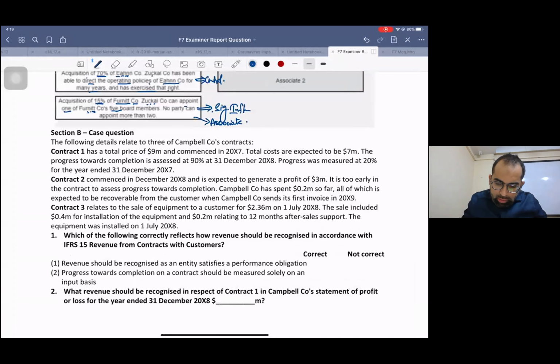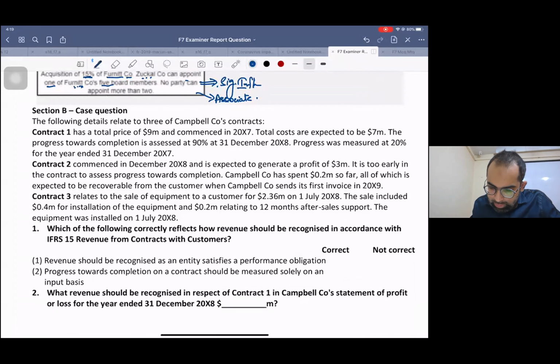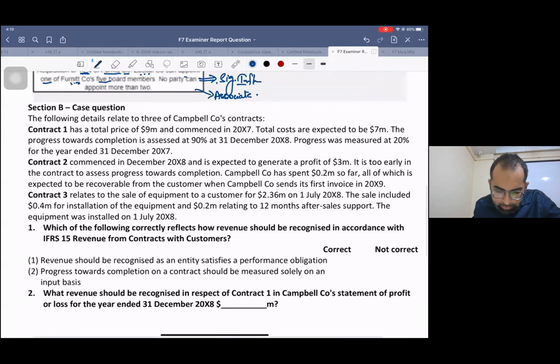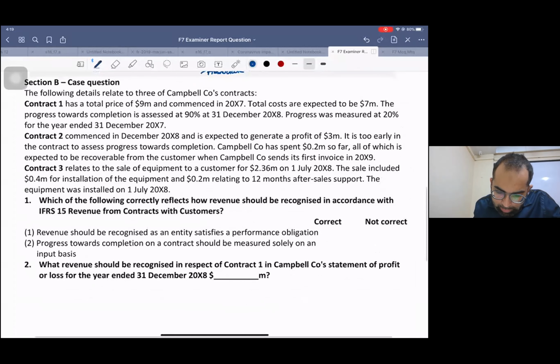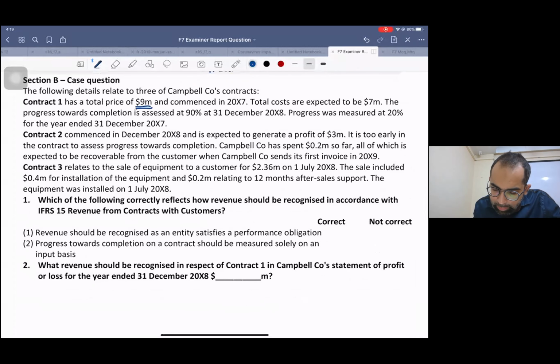The following details relate to three of Campbell's company's contracts. Now this one should be very clear for you. Contract 1: the total price is 9 million and it commenced in 2007. The total costs are expected to be 7 million. The progress towards completion is assessed at 90%. This is your SOC, your stage of completion, 90% at 31st December X8. Progress was measured at 20% for the year ended 31st December X7.